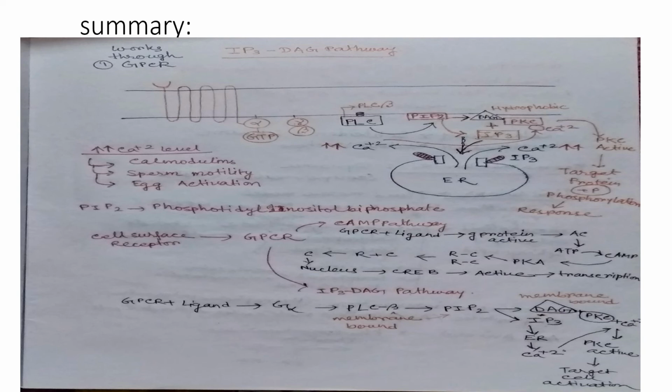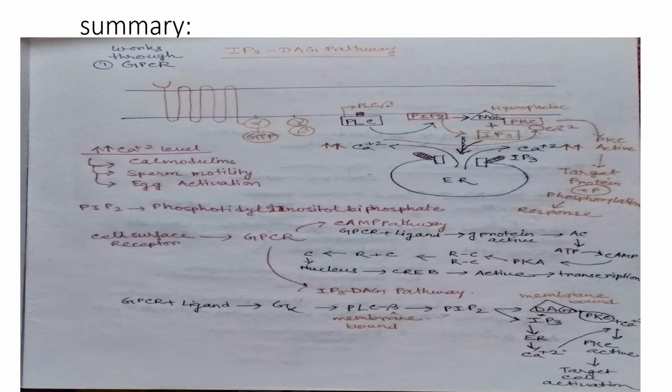GPCR binds with the ligand and becomes activated. After that, G alpha is activated. Then it comes and binds with PLC-beta, or phospholipase C-beta, and activates it. After that, PLC-beta acts on PIP2, or phosphatidyl inositol diphosphate. This PIP2 breaks into two parts. One is DAG and another one is IP3. DAG is already membrane bound and IP3 is hydrophilic.